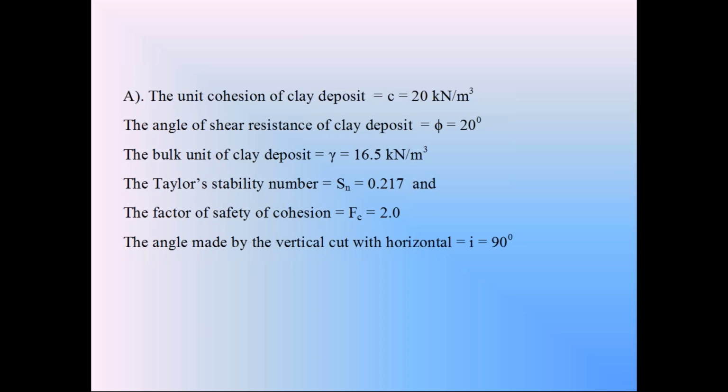You can consider one Sn value to solve the problem if Sn, the Taylor stability number, is not given in the examination. So coming to the solution of this third problem, they gave the cohesion C 20 kilonewton per meter square, the angle of shearing resistance 20 degrees, the bulk unit weight gamma 16.5 kilonewton per meter cube, then the Taylor stability number Sn. In decimal form only, please. Sn should be less than 0.5. Remember that, the Taylor stability number is always less than 0.5. If it is not given in the examination, take Sn less than 0.5.